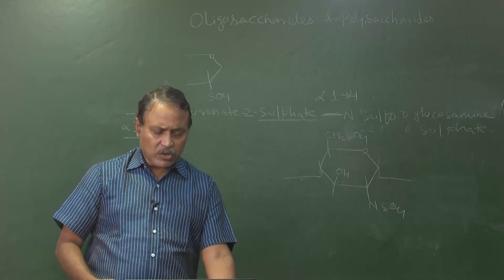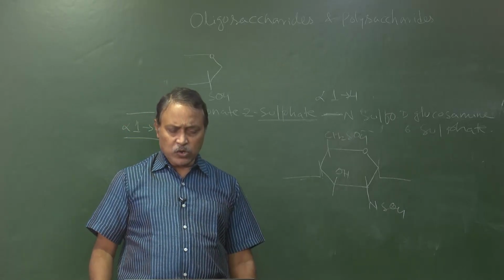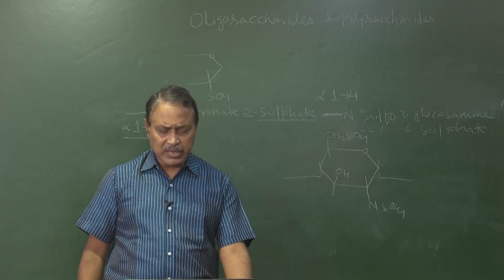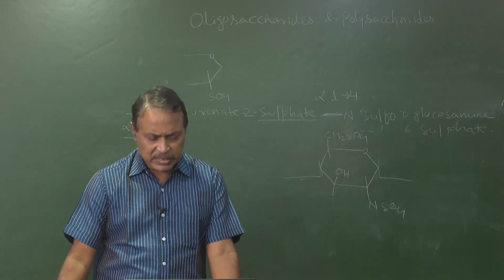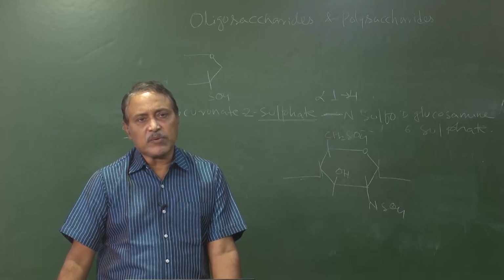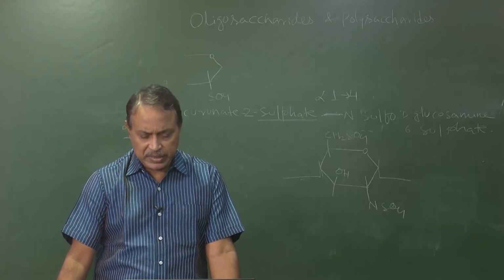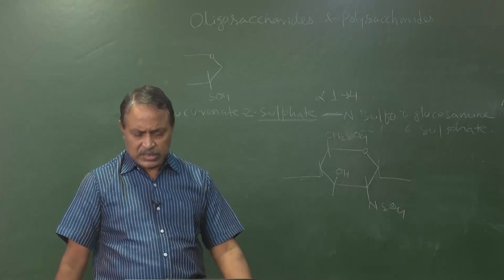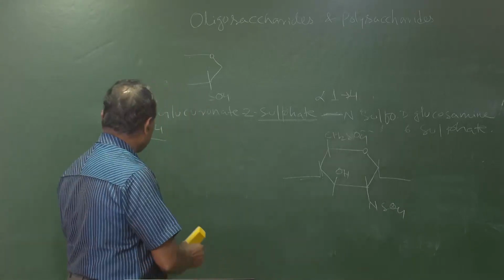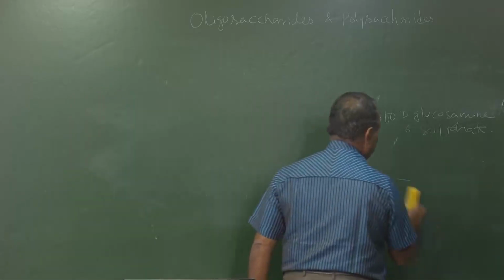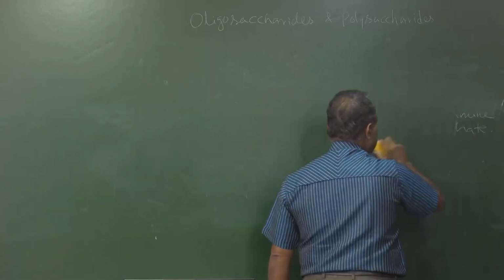Similarly, we can have the chondroitin 6 sulfate. Chondroitin 6 sulfate can be a similar one. Here we will find simply N-acetyl D-galactosamine 6 sulfate. The earlier one was 4 sulfate, here it will be 6 sulfate. And the next one is hyaluronate, which is a very common thing in connective tissue.